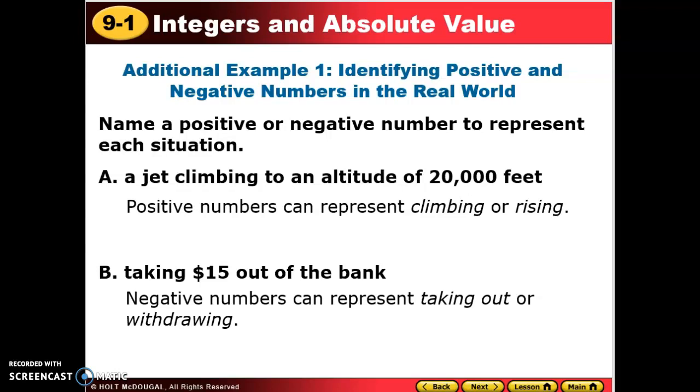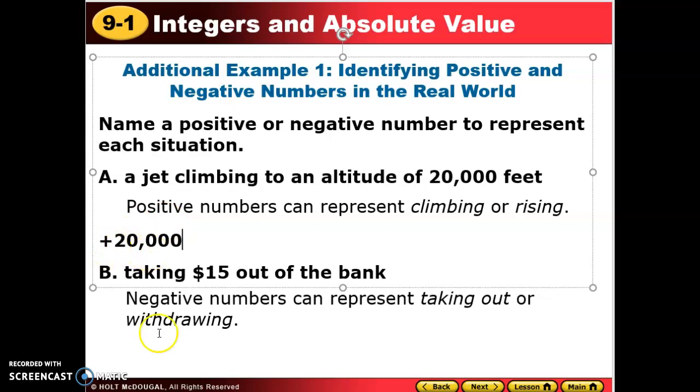It says, name a positive or negative number to represent each situation. The first one: a jet climbing to an altitude of 20,000 feet. In that example, it says positive numbers can represent climbing or rising. So it's going up. Anything that is climbing or rising, you can think of as a positive. So that is a positive number. You would write plus 20,000 feet, with the positive sign in front of it.